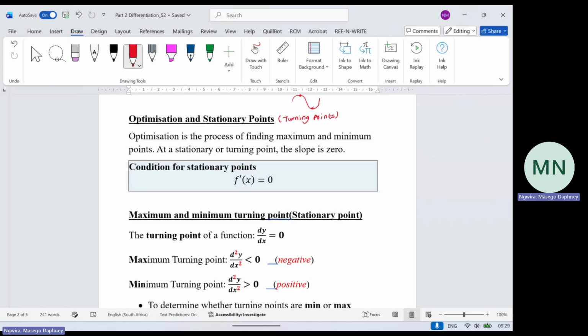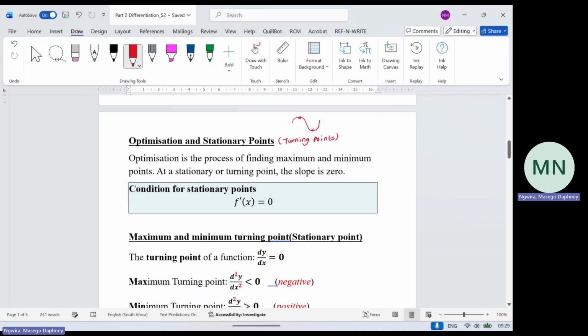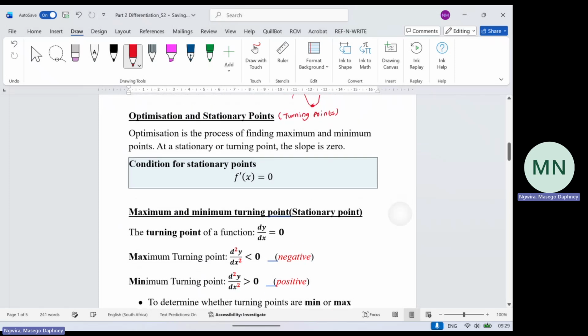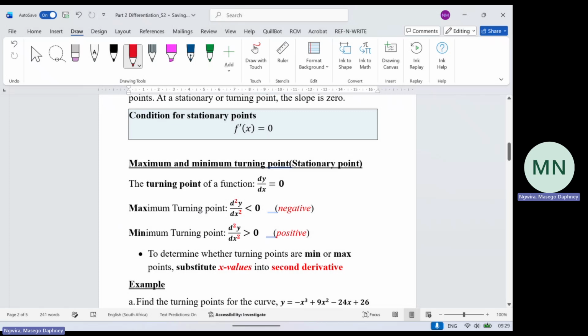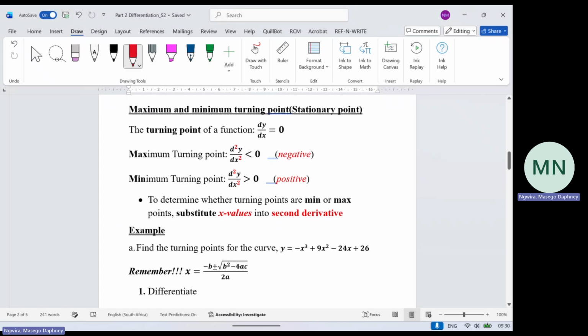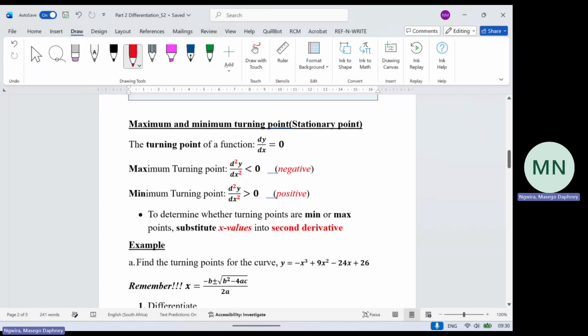And then at the stationary or turning point, the slope is 0. Okay, so it means that here, where your graph turns, the slope is 0. There's no gradient here. If you remember, the slope is the gradient. So they're saying that the condition for stationary points is that the derivative must be equal to 0. So meaning that the slope must be 0. The first derivative must be equal to 0. Maximum and minimum turning points, which are your stationary points, the turning points of a function. You will see that the derivative is equal to 0. So it's the same as f prime is equal to 0.